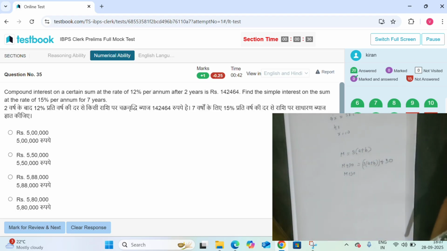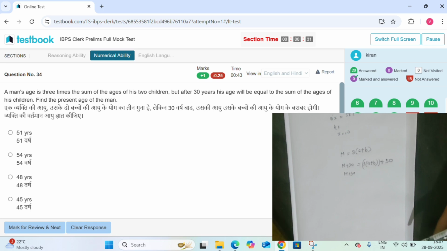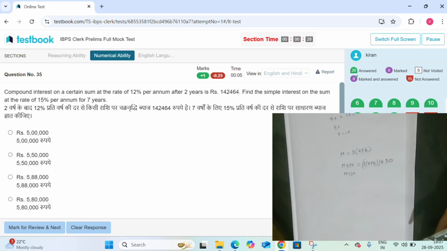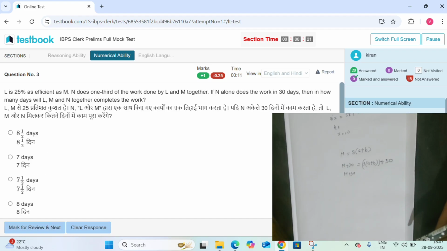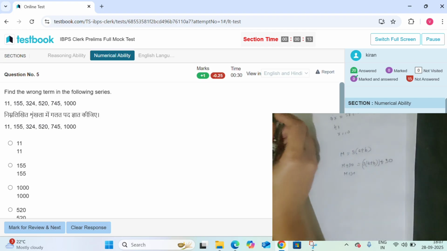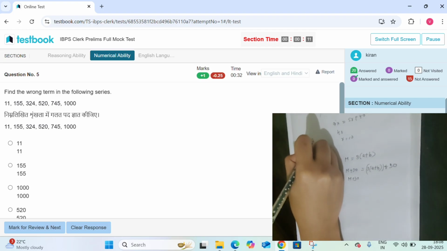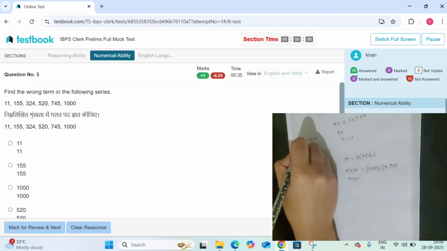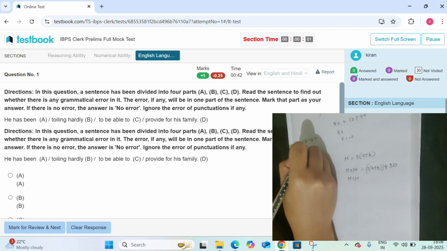How to find compound interest? No. Next question. Scroll up. 11, 155, 325, 520. Okay, plus 155. Next to 520 and 225. That means 25, 20, 30 difference.